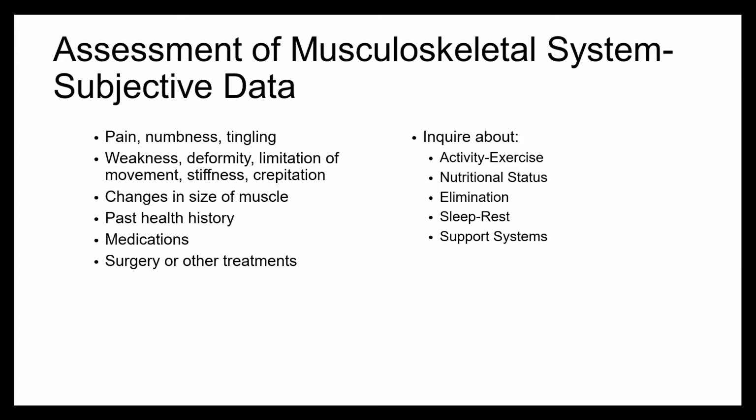Next on our list prompts us to ask about their elimination pattern. So here, some good questions would be, does your musculoskeletal problem make it difficult for you to reach the toilet in time? This can be known as functional incontinence, where they're unable to physically function to get to the bathroom in a timely manner. Do they need any assistive devices or equipment in order to achieve satisfactory toileting? And have they had any problems with constipation?